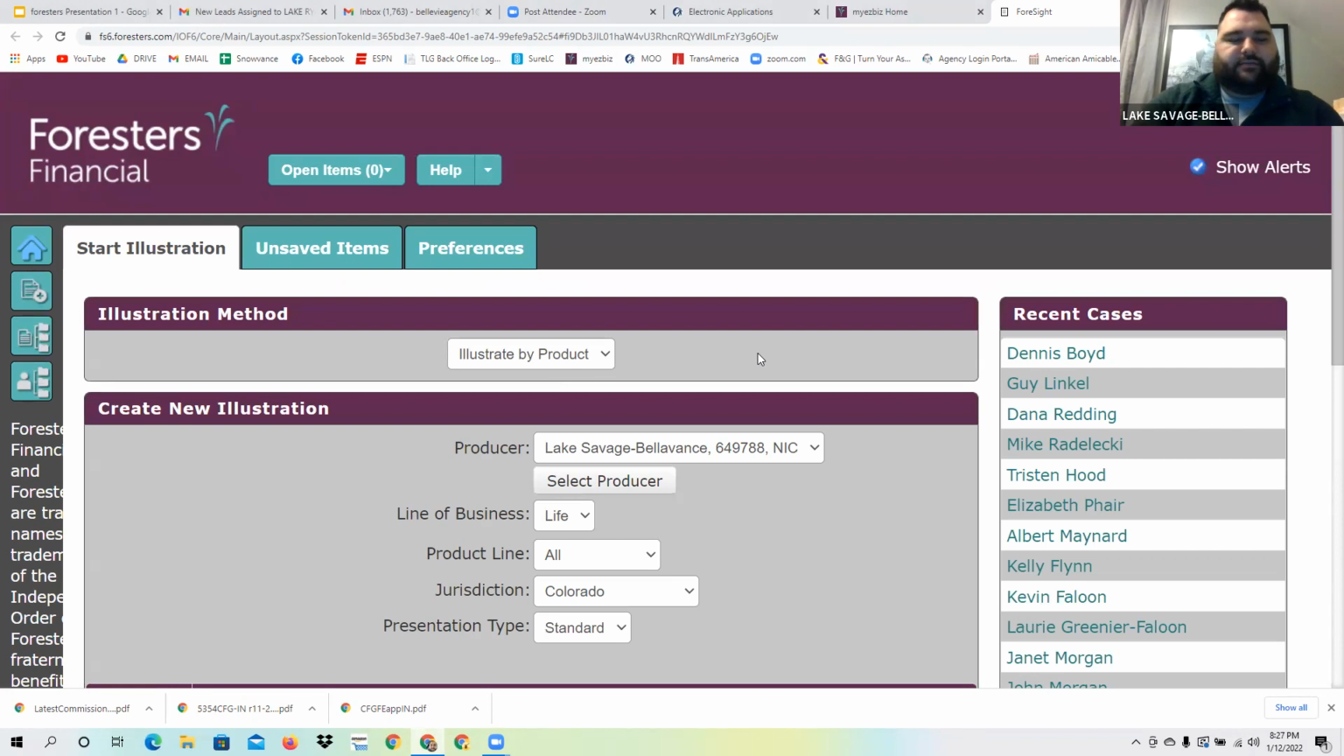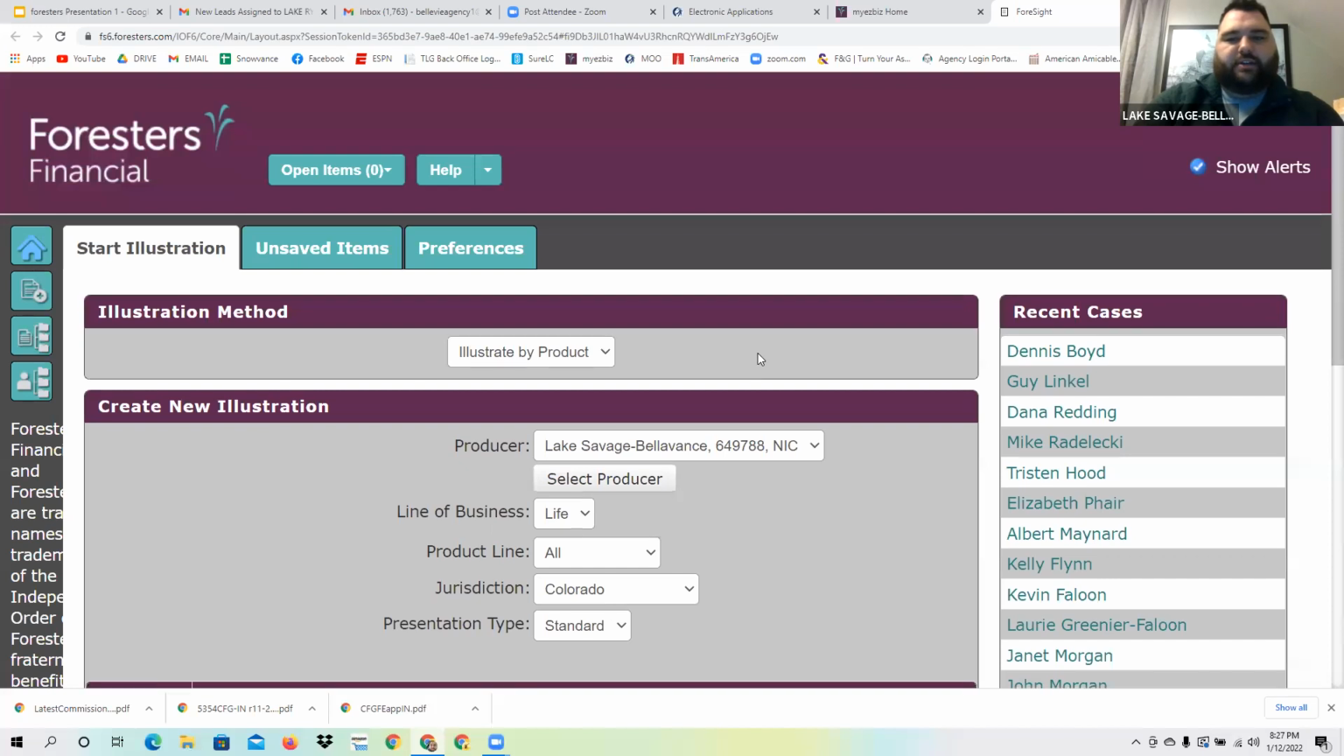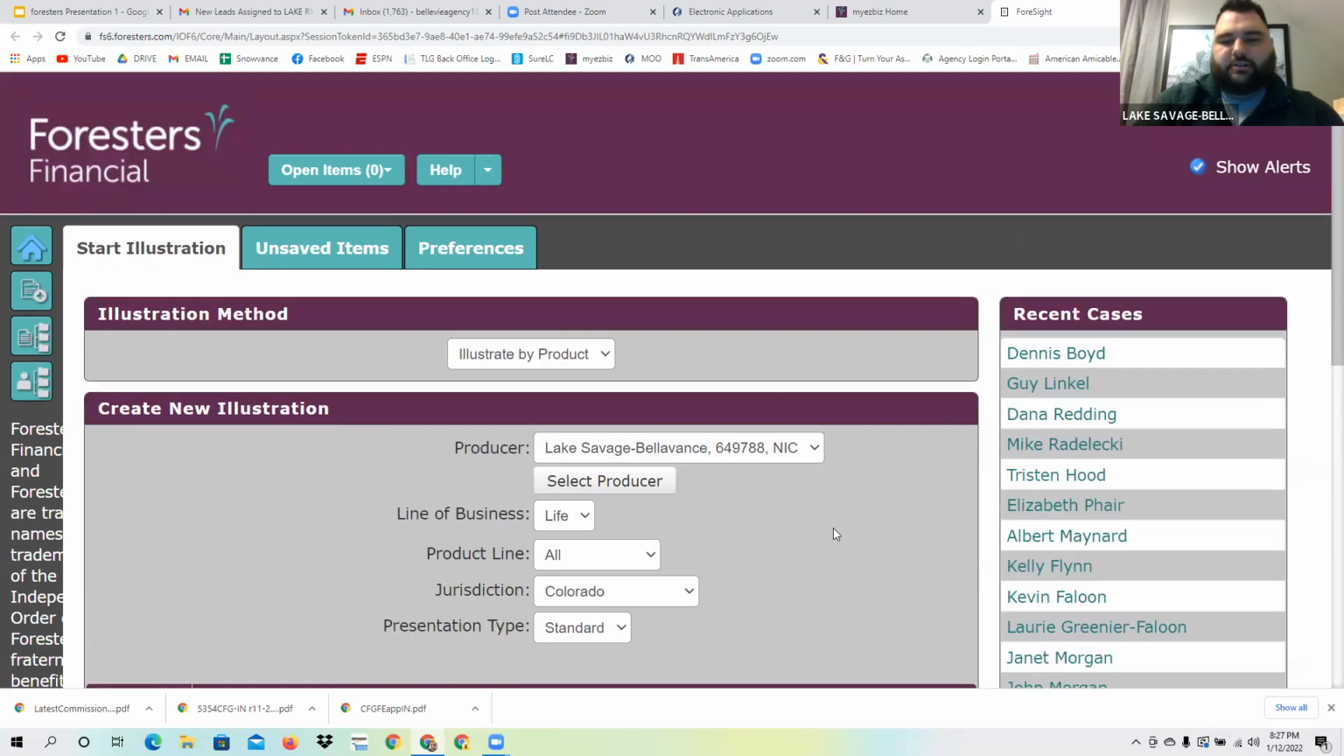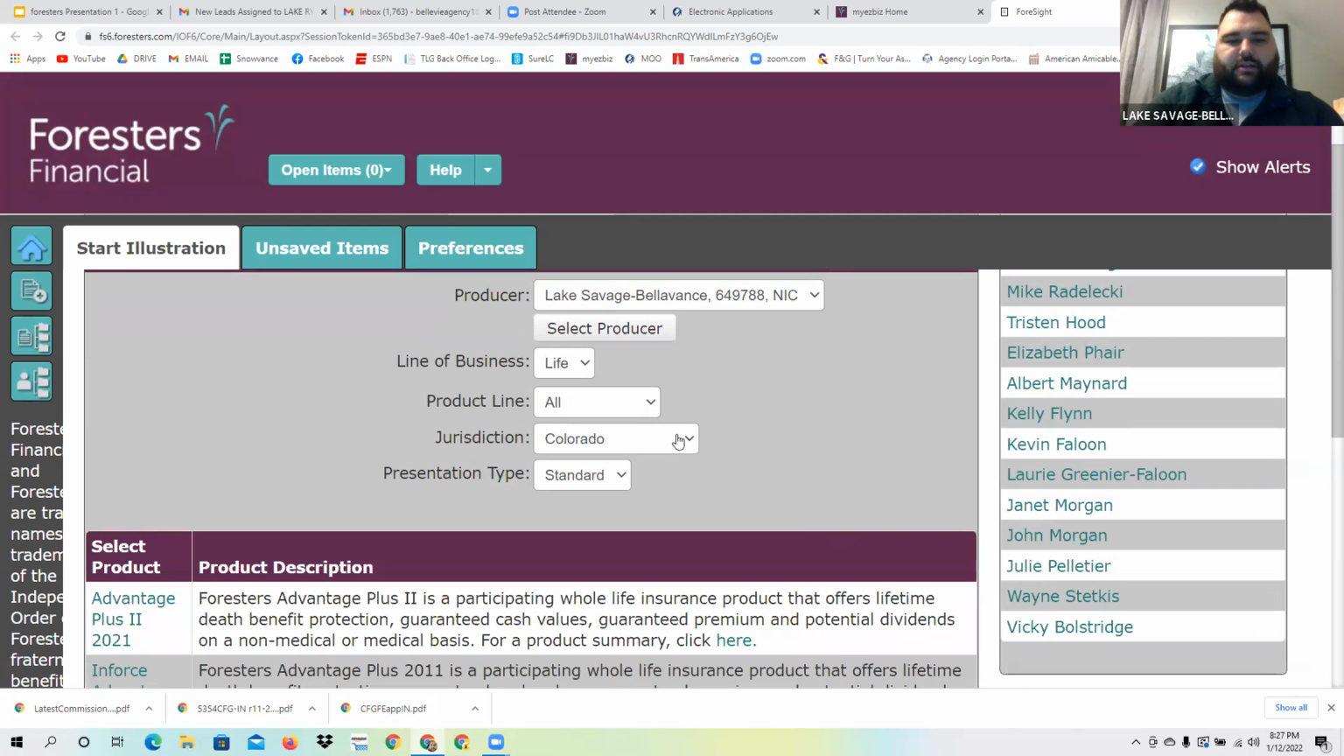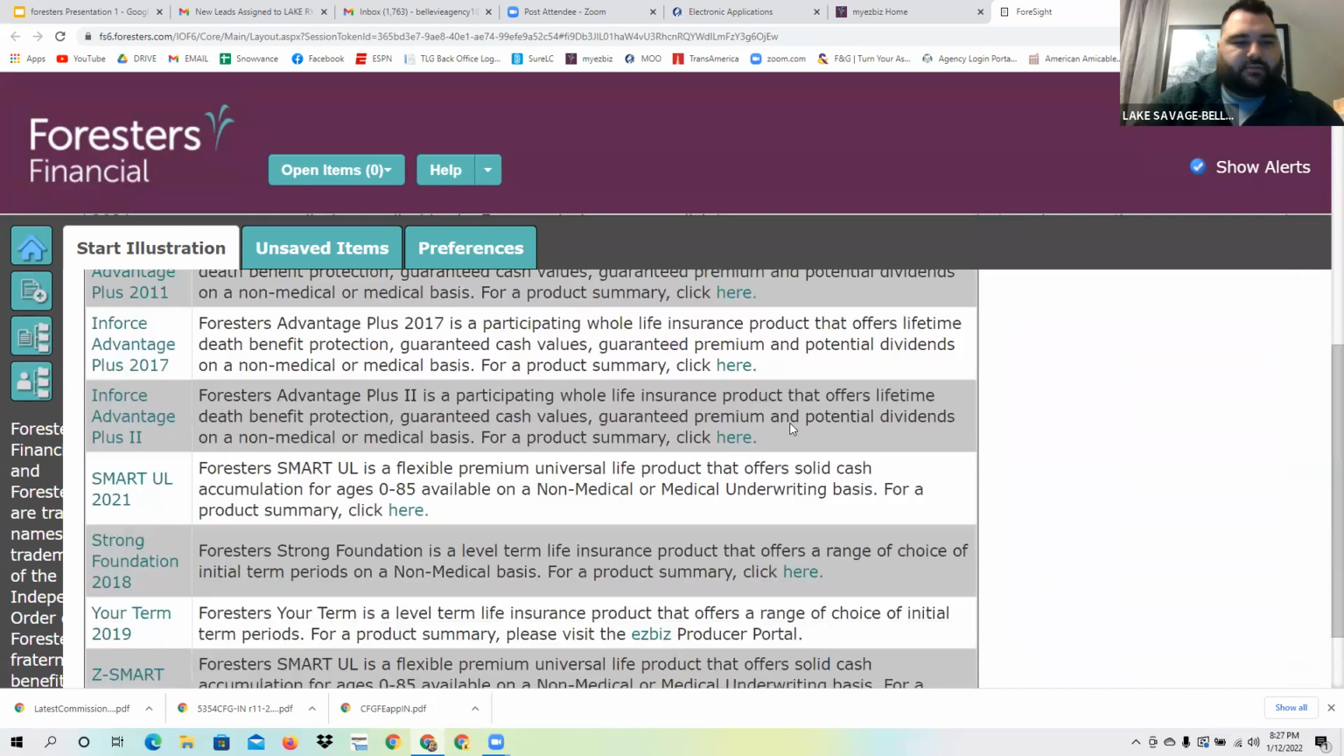So this is Forster's Financial's quoting program called Foresight. You can find it right in your Forster's Financial login. Talk to your upline if you don't know where it is. Make sure you select the state that you're in. I'm all the way up in Maine, where it's negative 14 degrees right now.